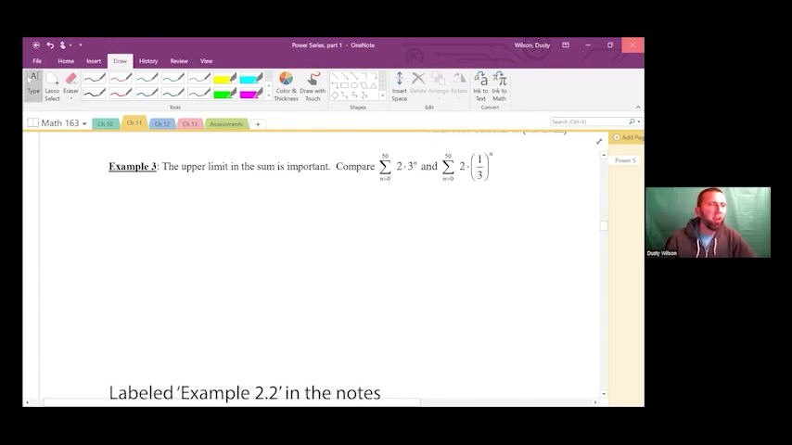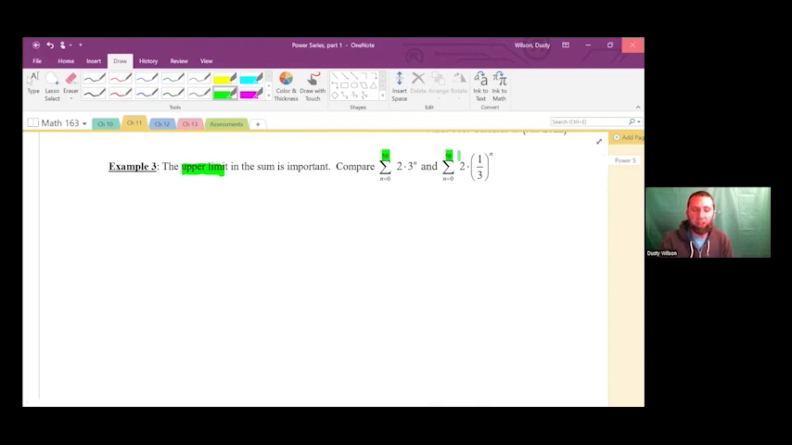Example 3. The upper limit in the sum is important. So the upper limit, that's this number up here. And the sum is important. I want to compare the sum from n equals 0 to 50 of 2 times 3 to the n. Notice that's the same argument inside the sum as in part A before, and the sum from n equals 0 to 50 of 2 times one third to the n. And again, this is the same series as in part B in the prior example, except in both cases, what's changed is that now we're going to 50 instead of going to 5.